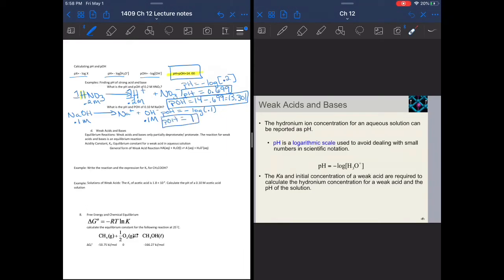It's pretty easy math here. That means that the pH is 13. Well above 7, very basic. Exactly what we'd expect of a strong base.